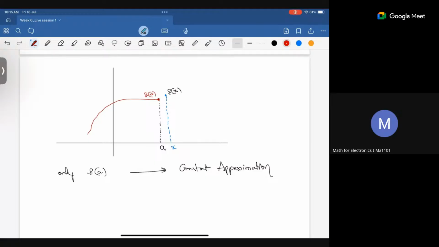If I have only f of A, versus if I know along with f of A how the derivative behaves, like how the slope is changing, how the rate of change is at x equals A. So that means if I have f of A along with f prime of A, then I can do a better approximation. I can do a linear approximation.